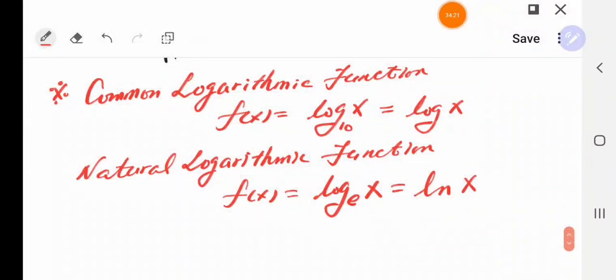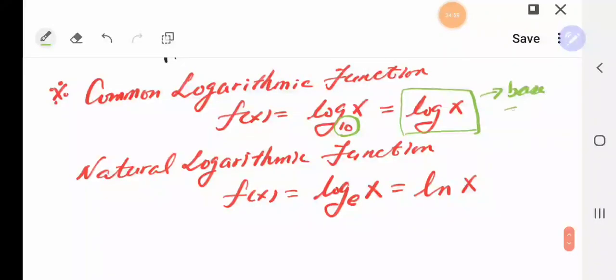Okay, here are two types of logarithm. One is called common logarithmic function. The other one is natural logarithmic function. Common logarithmic function is the logarithm base 10. If the base is 10, then we usually do not write this base 10. So it will be log of x. So if you have a log of x like this, that means the base is always 10. We call this common logarithm.